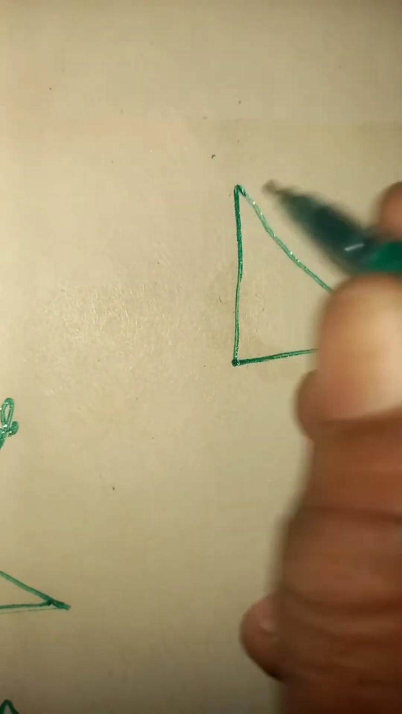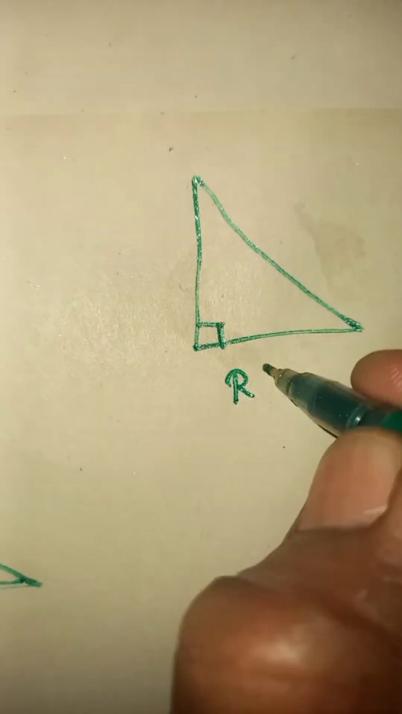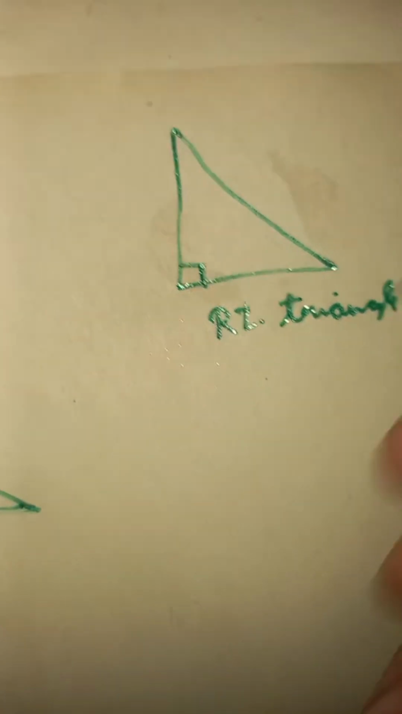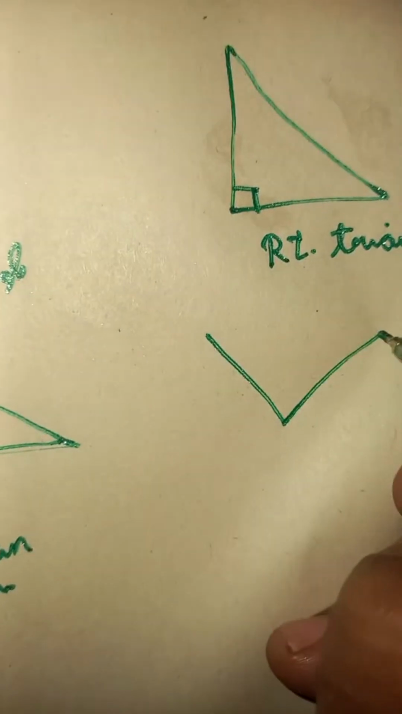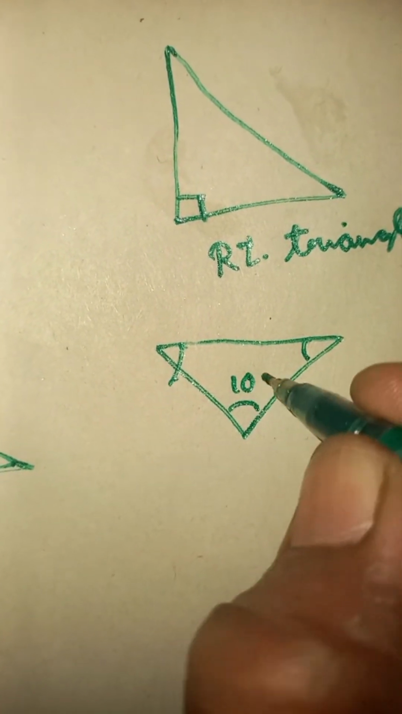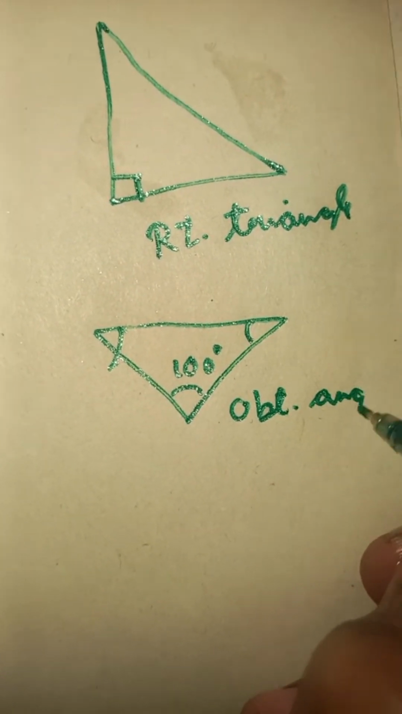One type is where any one of the angles is 90 degrees, then this triangle is known as a right triangle. In the same way, if any one of the angles is an obtuse angle and the other two angles are very small, this angle is 100 degrees. So this is known as an obtuse angled triangle.